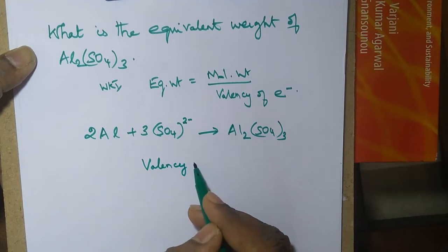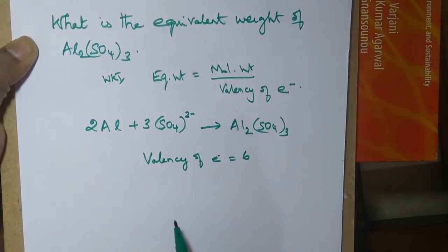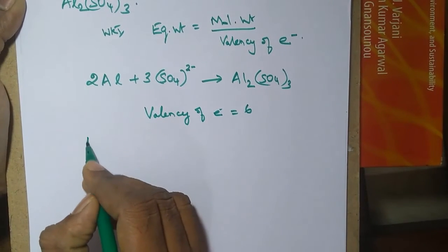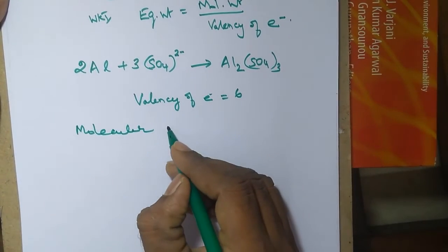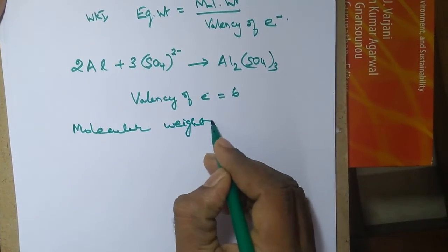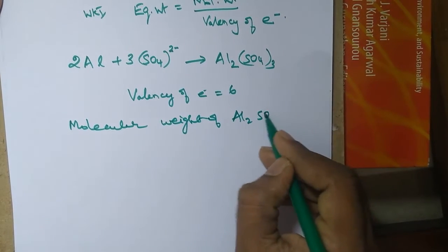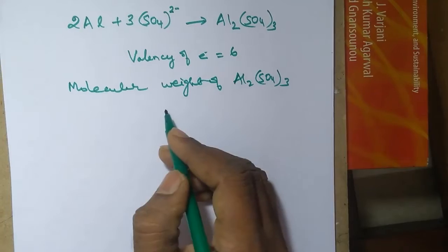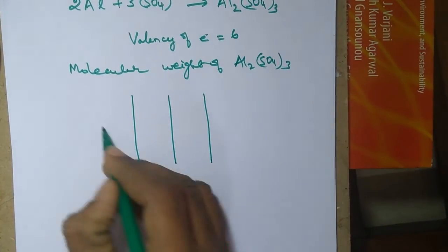So what is the number of electrons here? For example, the equivalent weight of KMnO4 is the molecular weight divided by 5, and we are getting this 7 for the oxidation state of manganese. The valency of K is plus 1, it loses an electron. The valency of O is 2, it gains electrons.